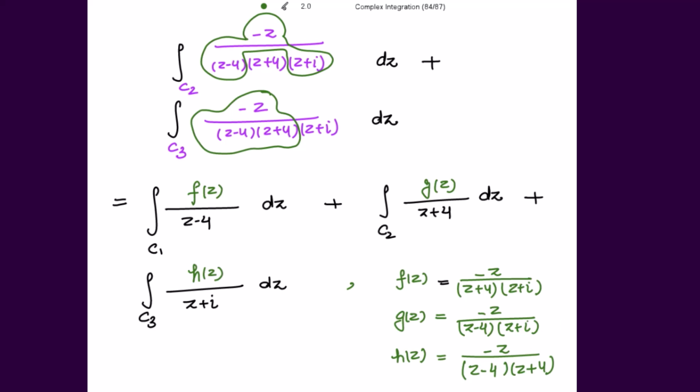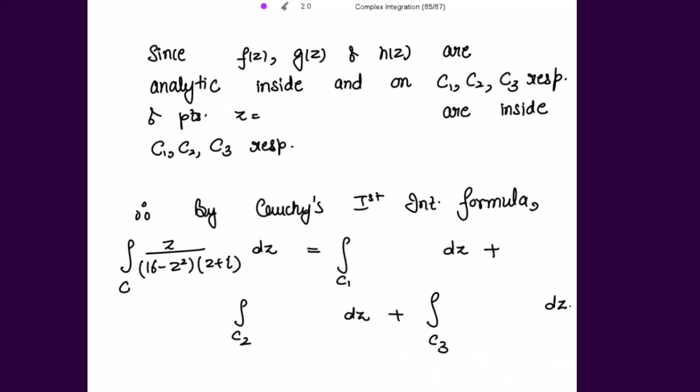Is it clear? Okay, now we are going to apply Cauchy's first integral theorem over here. Since f(z), g(z) and h(z) are analytic inside and on C1, C2, C3 respectively, and the points z equal to 4, minus 4 and minus iota are inside the circles C1, C2, C3 respectively, by Cauchy's first integral formula the given integral is equal to, what is the formula for that? Okay, let me write this again.